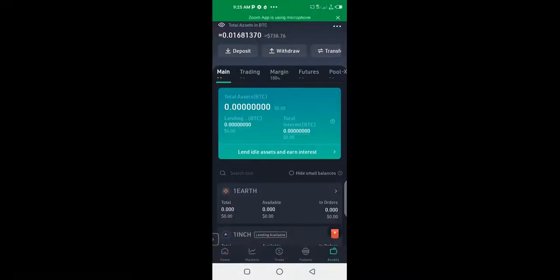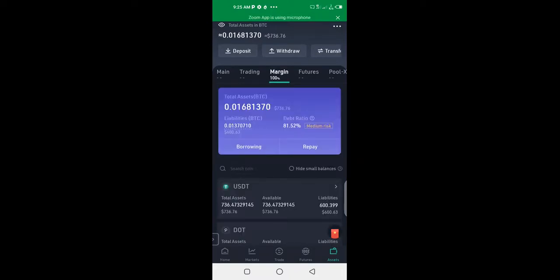Okay, so go to margin. Okay, so we took trades. We took only dot trade. We did not take POL trade. So we made profits from the dot trade and the only dot trade.